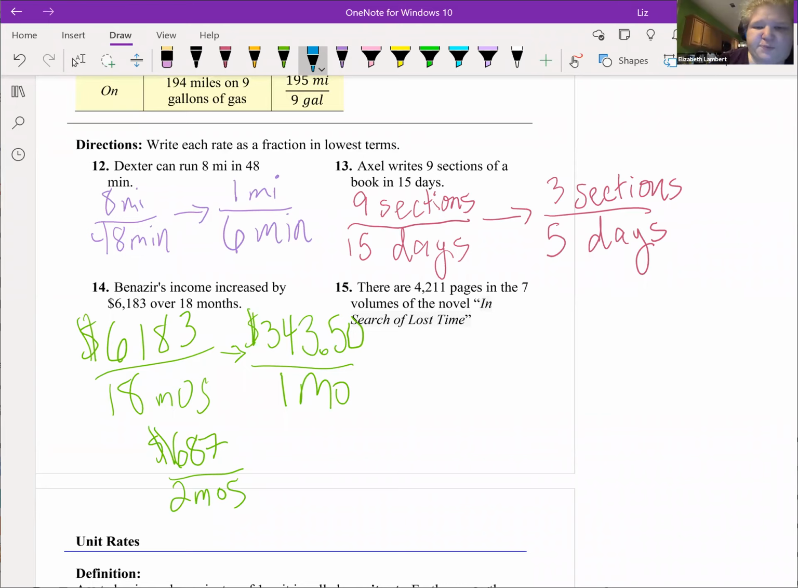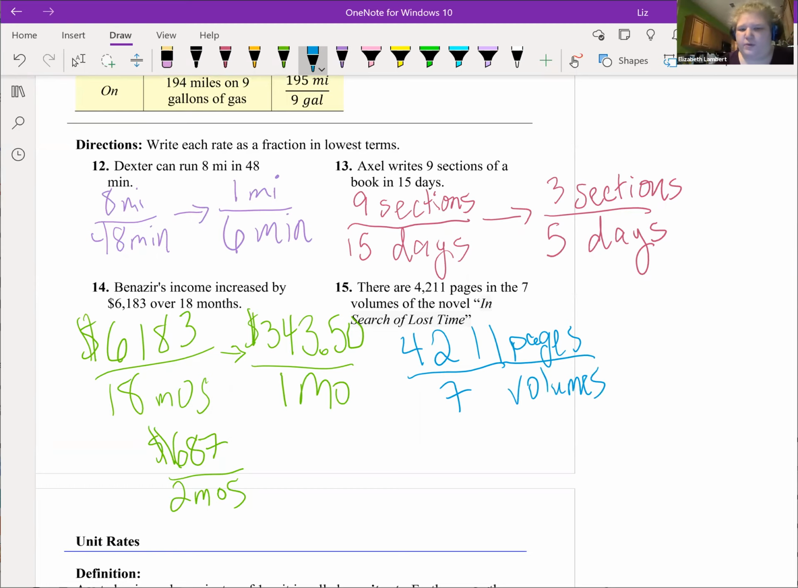All right, but pages per volume. We can figure out, on average, how many pages are in each volume. Well, assuming 4211 is divisible by 7, which I don't think it is, actually. Because 42 is, so that would leave us with 11, which is not. But we can figure out what the unit rate would be as a little preview. 4211 divided by 7. Yep, nope. 601.57 blah, blah, blah, blah.